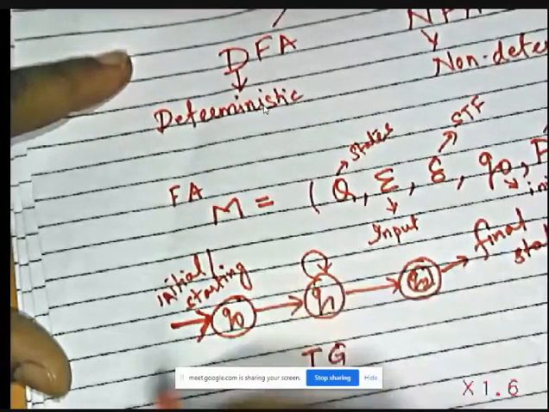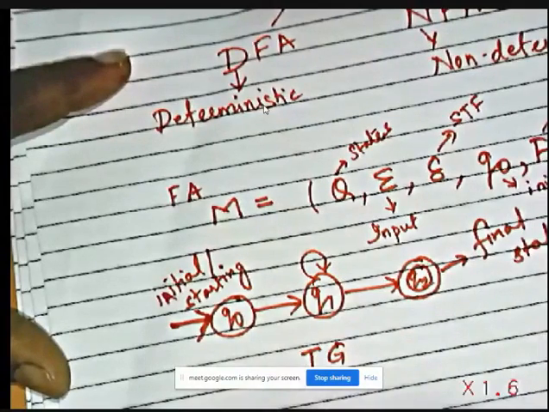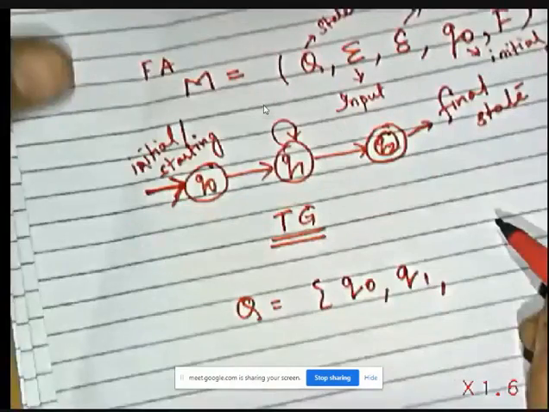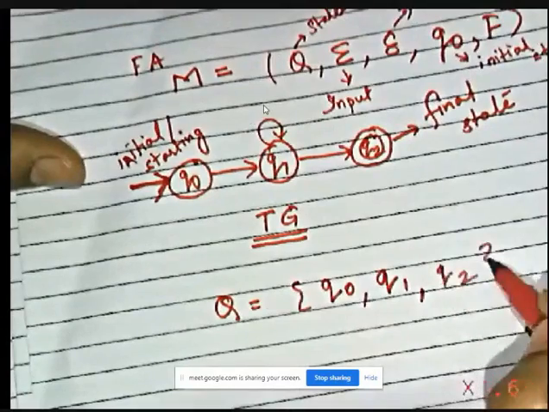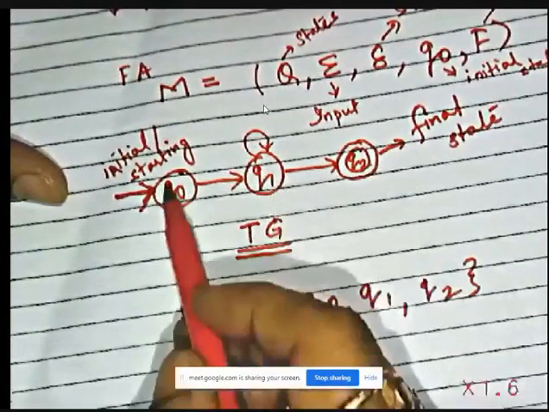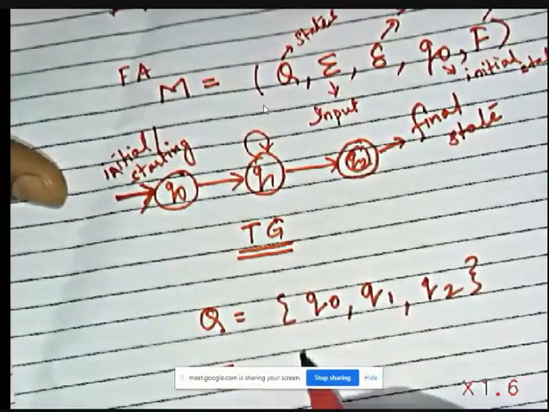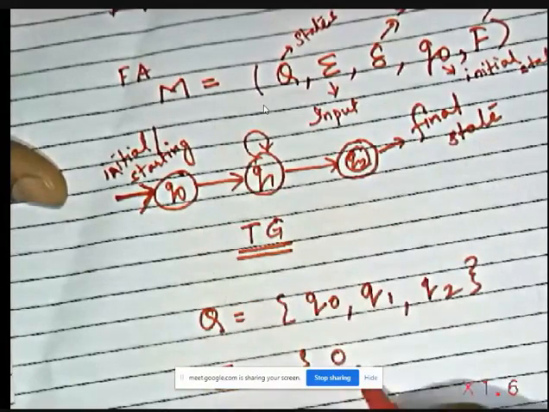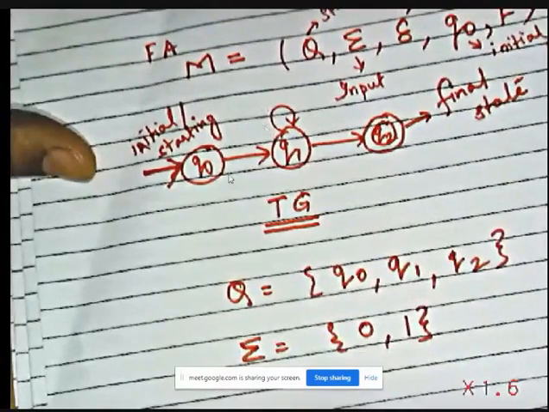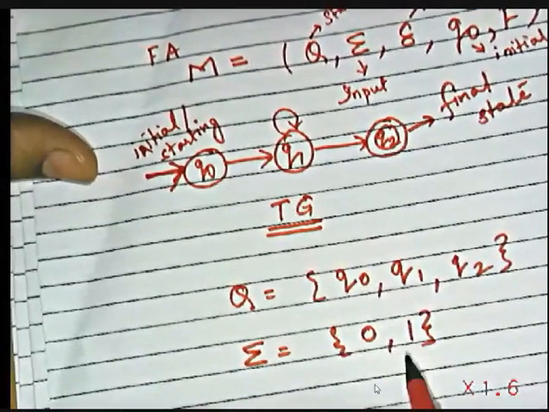Suppose I am writing, can I write Q is equal to Q0, Q1 and Q2? I have written this Q0, Q1, Q2 from this diagram. Now what is my alphabet? My alphabet I am considering here, suppose, is 0 and 1. That means my finite input set has two symbols, 0 and 1.